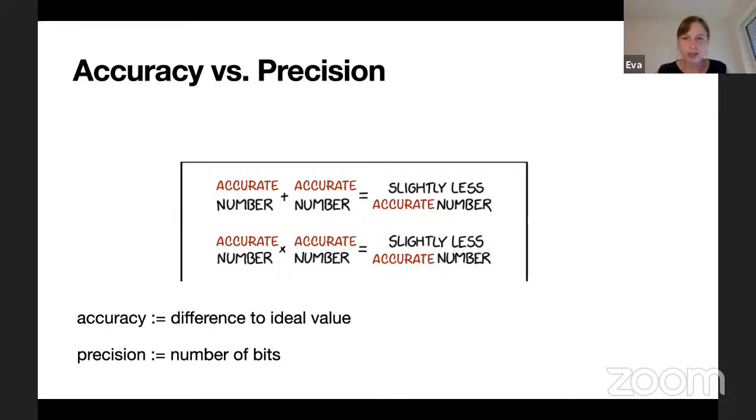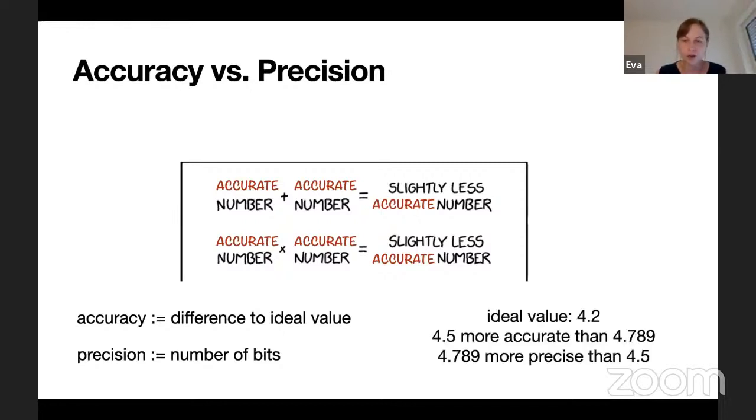So in this setting now, the XKCD comic says that if we add two accurate numbers, we get a slightly less accurate number. And really just before I get there, an example to make the difference between accuracy and precision clear. If the target value that we wanted to compute was 4.2, 4.5 would be more accurate than 4.789, but 4.789 would be more precise because it has more bits essentially available to represent the number.